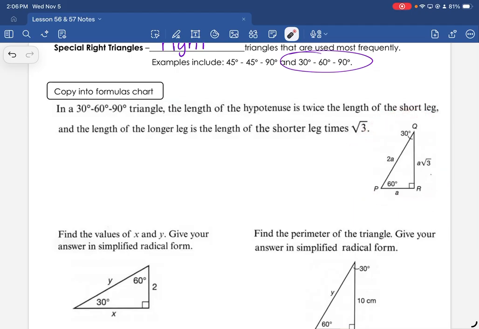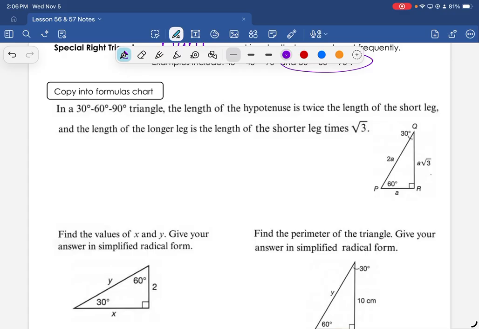You'll notice that the short leg is across from the 30 degrees. Over here, across from the 60 degrees, that's the long leg. And then, as always, across from the 90 is always the hypotenuse. So you'll want to label that: short leg, long leg, hypotenuse.